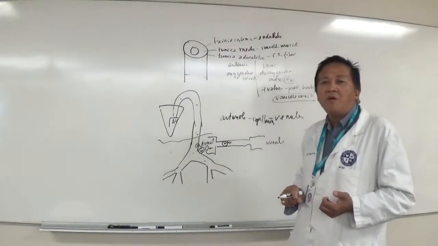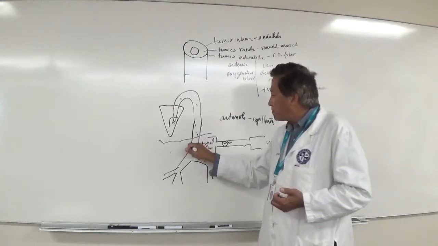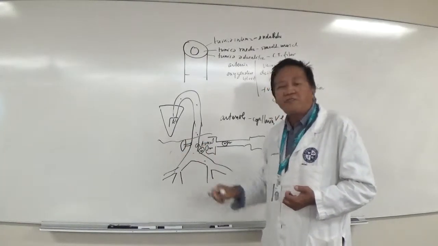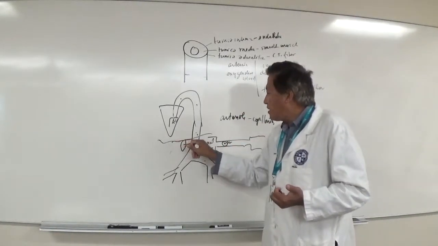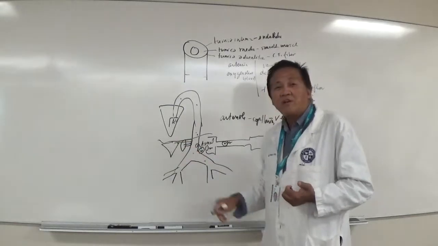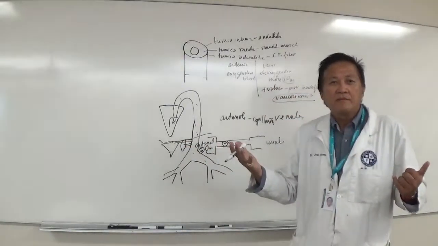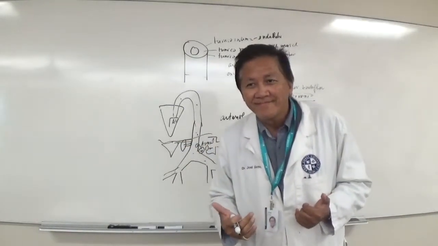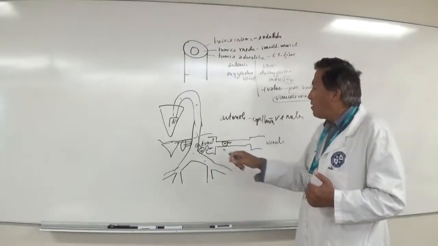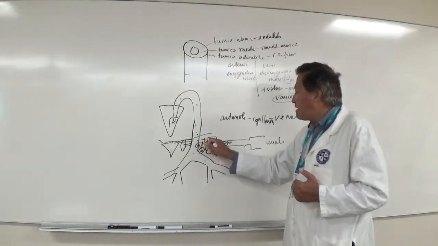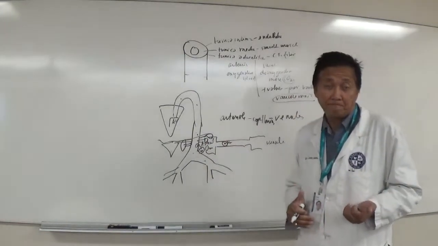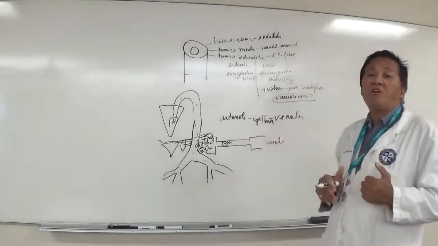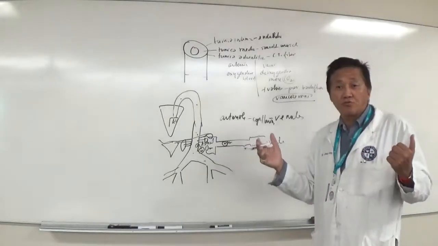Now, what is the name of the artery to the kidney? Renal. Because what does renal mean? What is the name of the artery to the liver? Hepatic. Because what does hepatic mean? Don't you love anatomy? What about on the left kidney? Left renal. What about the spleen? Splenic artery.